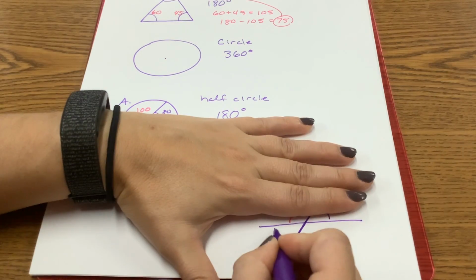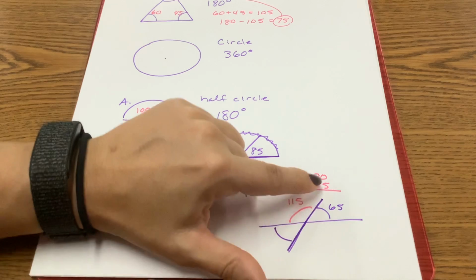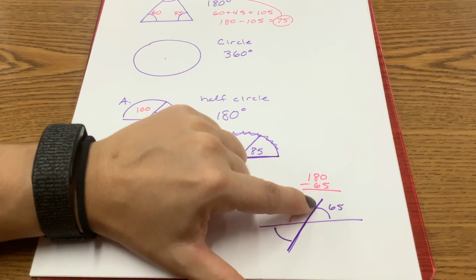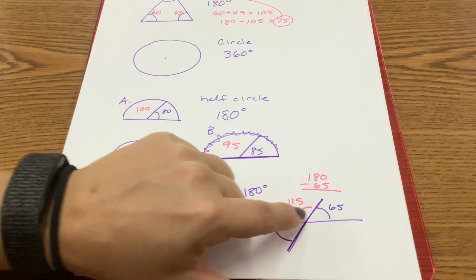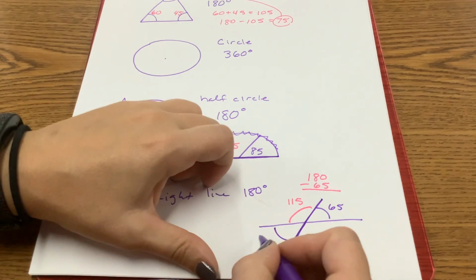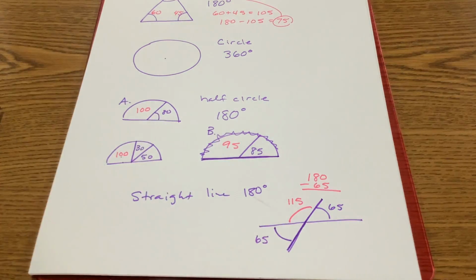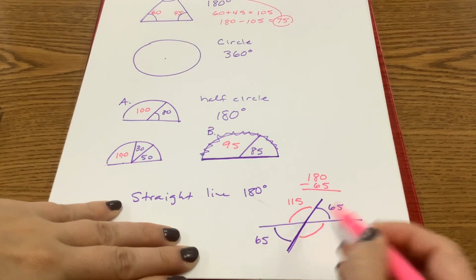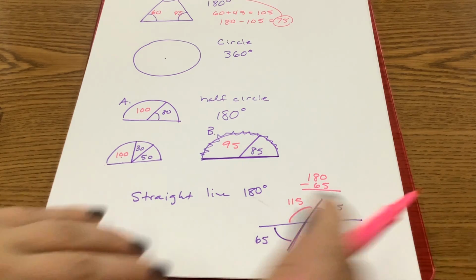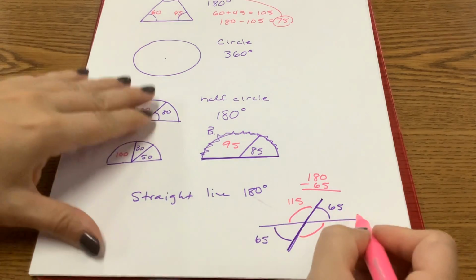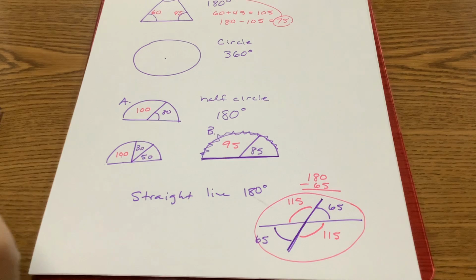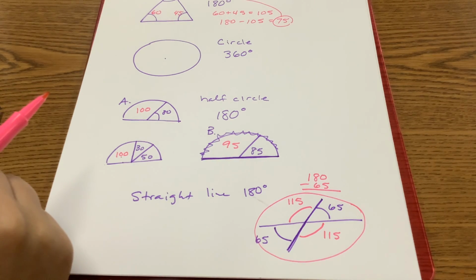Acute was highlighted purple on this side, right? Okay, so if this is 65 and it's both the exact same lines that are making it, then what is this going to be? It's also going to be 65. And what does that mean about this obtuse angle? 115. Now, what do you notice about all four of these angles? They add up to 360.